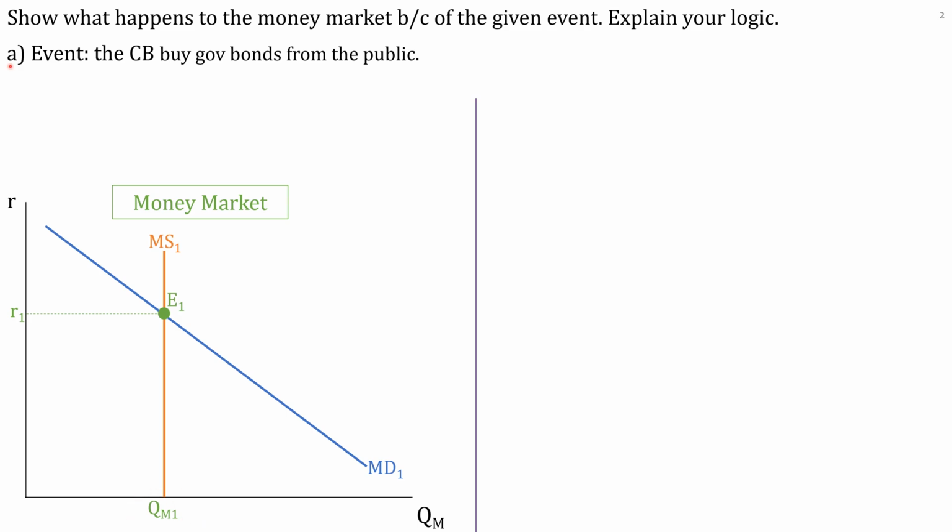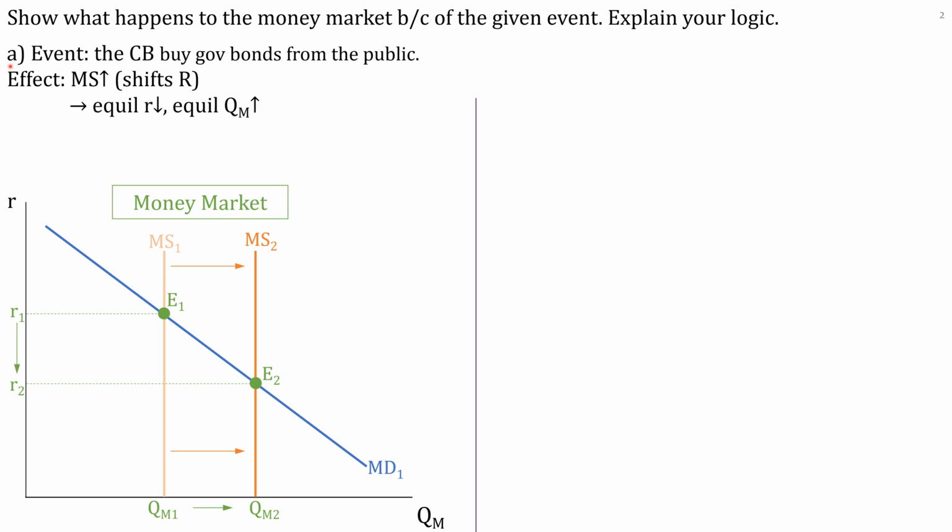If the central bank is buying government bonds from the public, what they're doing is giving money in exchange for these bonds. And that's going to increase the amount of bills circulating in the economy, which would increase the money supply. So we shift the money supply to the right. We get the new equilibrium. We label the new interest rate and the new quantity of money. And then we just conclude with what happened to the interest rate and quantity of money. We see the equilibrium interest rate decreased and the equilibrium quantity of money increased.